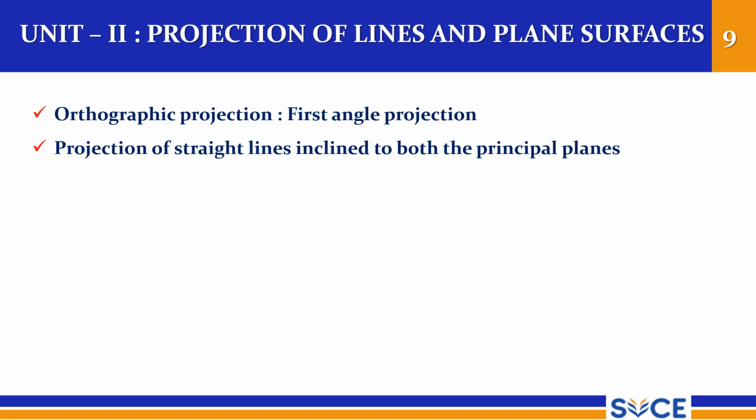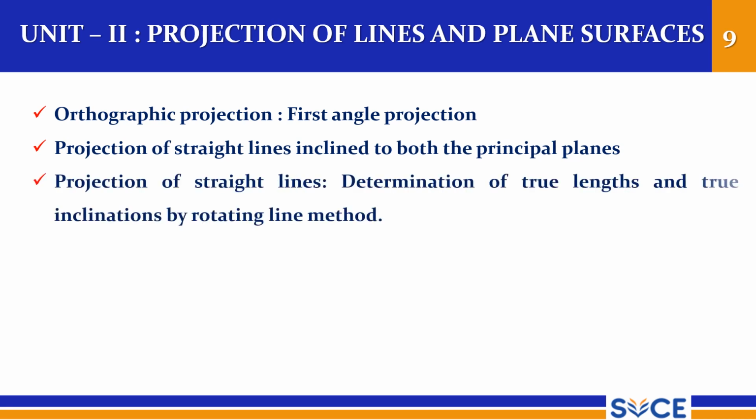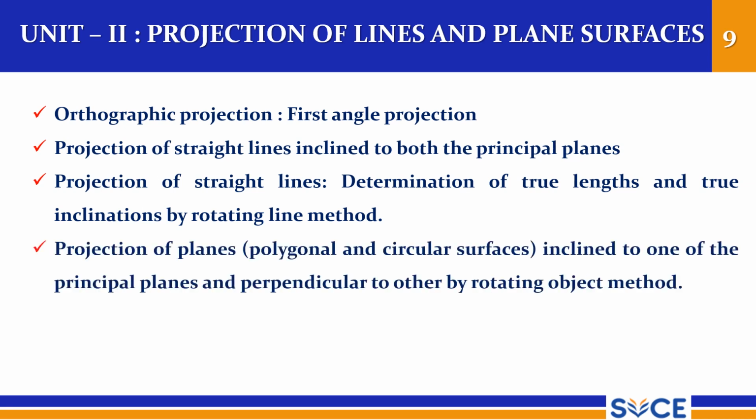inclined to both the principal planes, as well as the six positions of lines. All those are required for this unit. We will discuss them one by one. Projections of straight lines, determination of true lengths and true inclinations by the rotating line method only. There are two methods to solve these types of problems. When the line is inclined to both the planes, there are actually two methods to solve it. One is the rotating line method, another one is the trapezoidal method. We are going to discuss only the rotating line method.